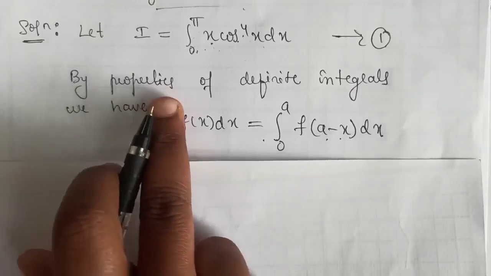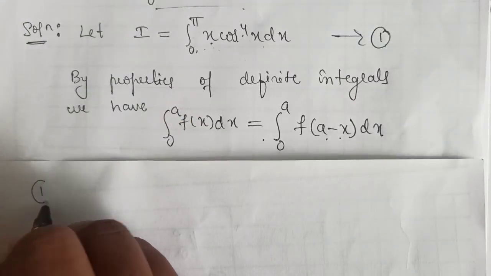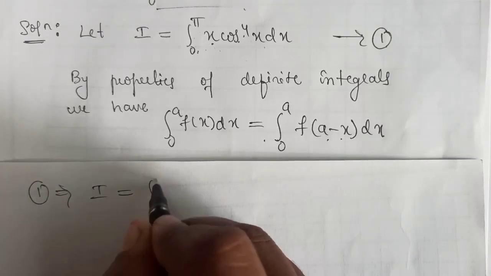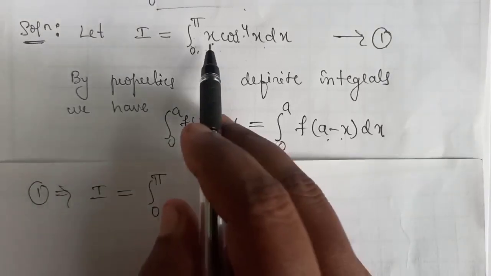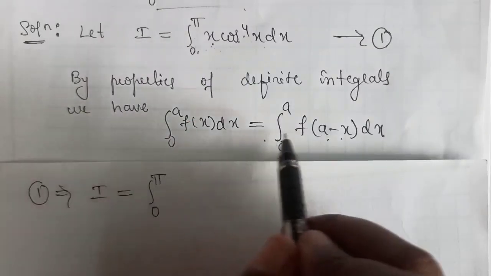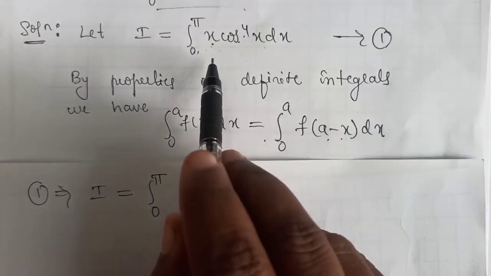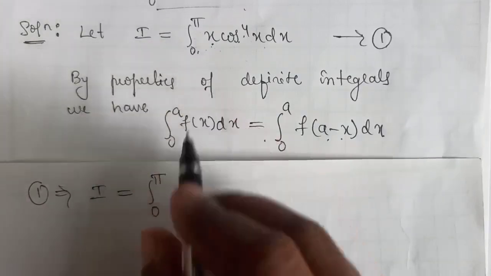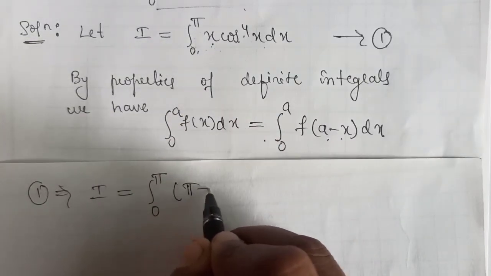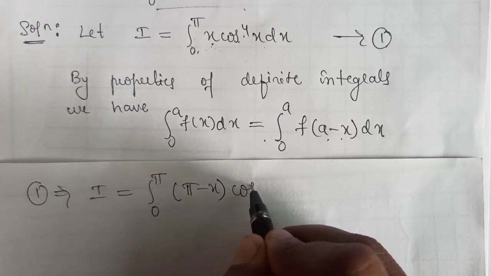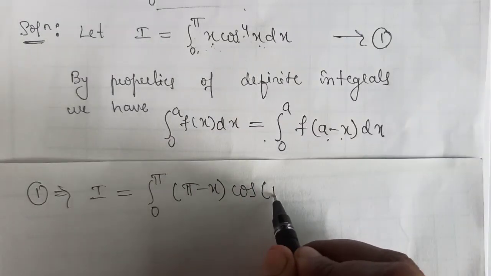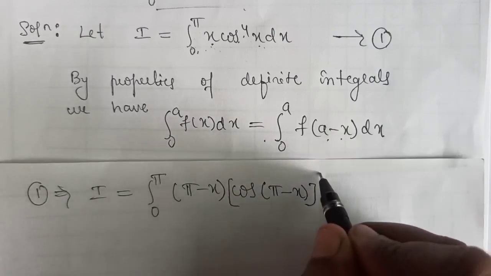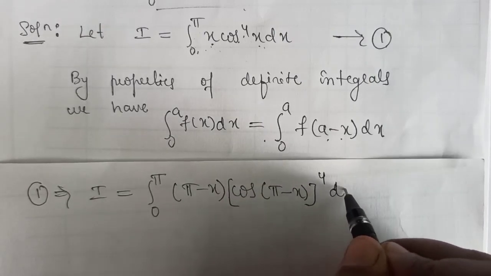By using this property, equation 1 can be written as I equals to integration 0 to pi. Okay, here in the place of x we can replace it by a minus x. That means here in the place of a we have pi. So therefore x can be replaced as pi minus x, cos of, in the place of x again we can write pi minus x. So I will write here power 4 dx.